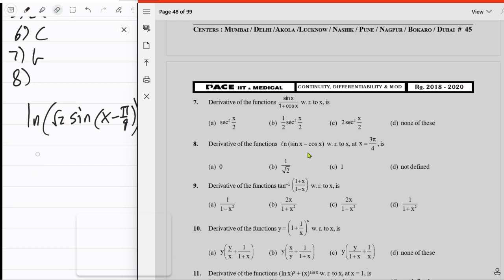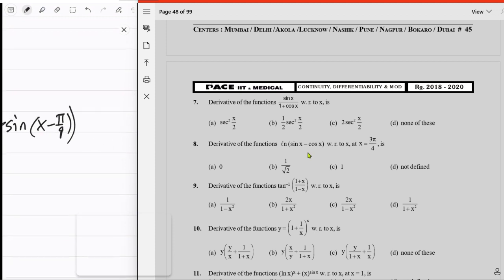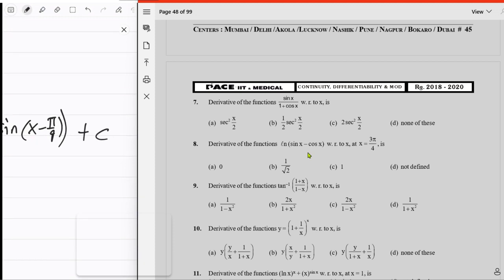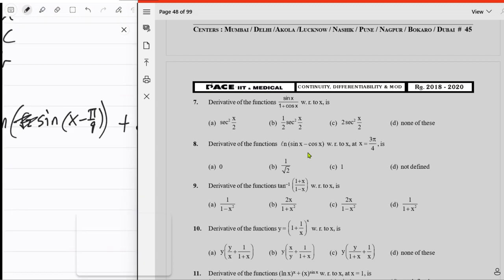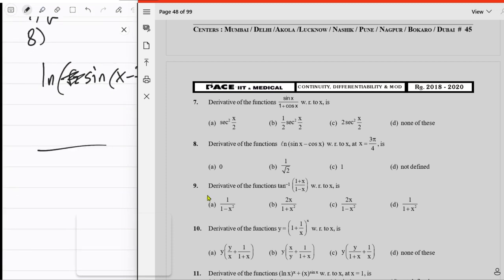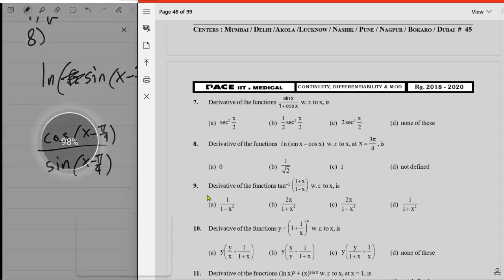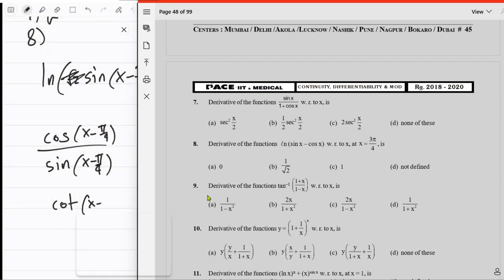So the square root of 2 thing doesn't actually matter. So you can just do this thing, this plus c, where c contains that constant, right? Like natural log of square root of 2. Now the derivative of this thing, that will be just something upon sine of x minus pi upon 4 and like cosine of x minus pi upon 4, which is just cot of x minus pi upon 4.